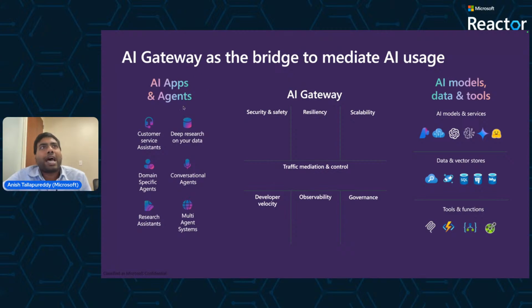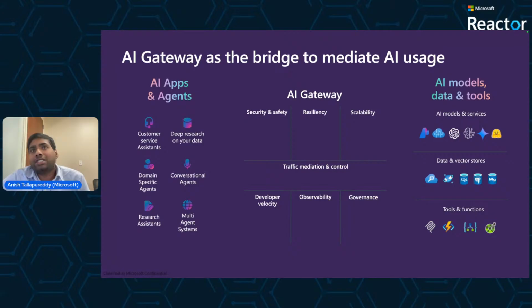You have your AI apps and agents. You're building some apps and agents and some workflows. It could be customer service, conversational agents, research assistants, whatever you're building. And all of them need access to tools, data, or maybe even to talk to other agents to get the job done. So you have AI models, data, vector stores, tools and functions, or it could be other agents. But if you don't have the governance, unmanaged endpoints could result in a lot of security issues. It could result in a lot of uncontained budget overflow issues.